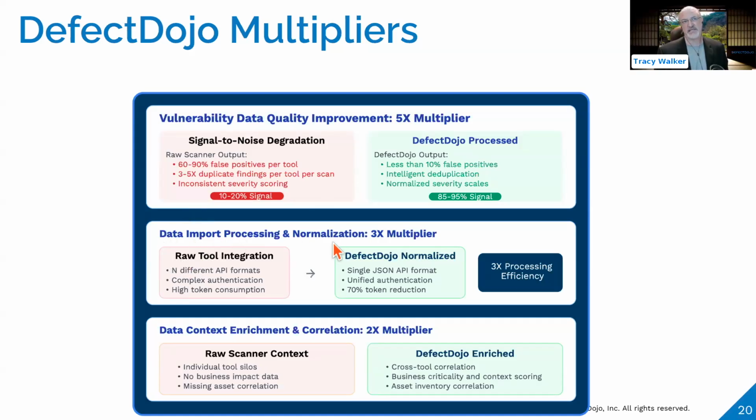The data import processing and the normalization. So raw tool versus DefectDojo normalized. Without going into details, let's just call it, if it's 70% token reduction, unified authentication. If it's every one of those different tools, it may struggle with actually checking with all those tools with authentication and security layers there. So let's just say 3x. Data enrichment. Raw scanner versus DefectDojo enriched, because we will add EPSS. We actually can do some cross-tool correlation, asset inventory. So we're going to say maybe 2x.